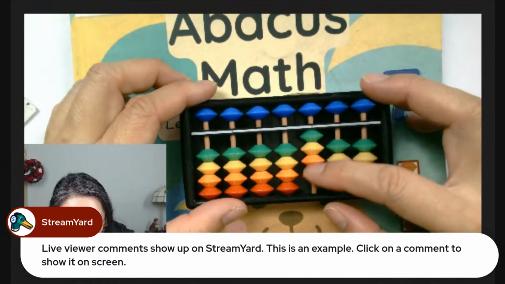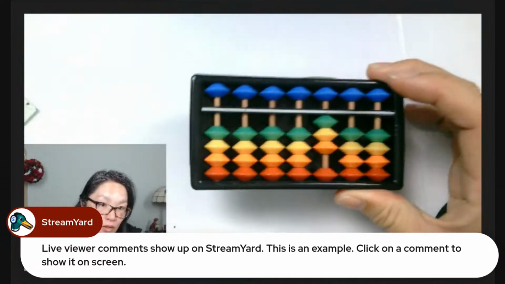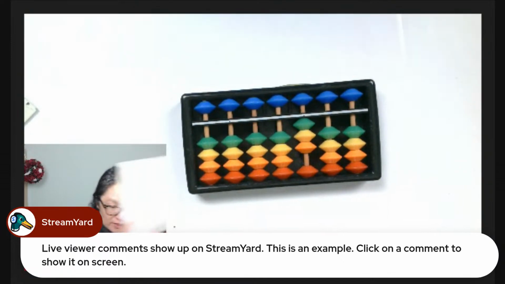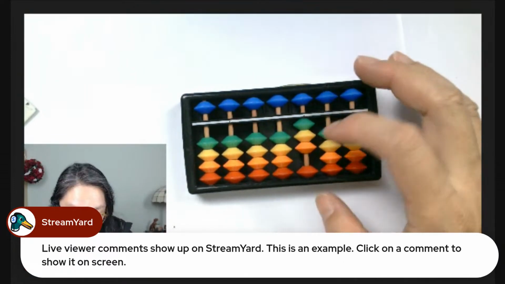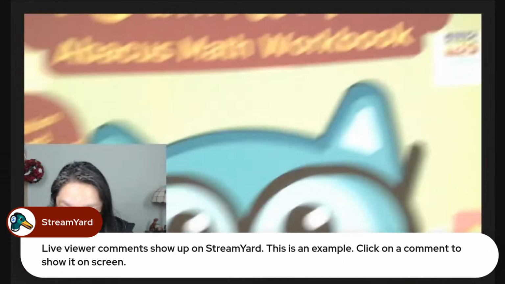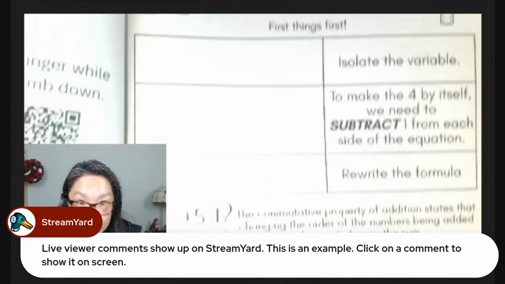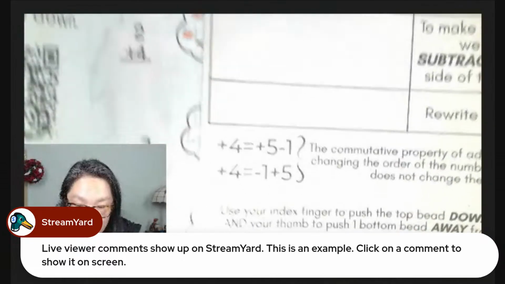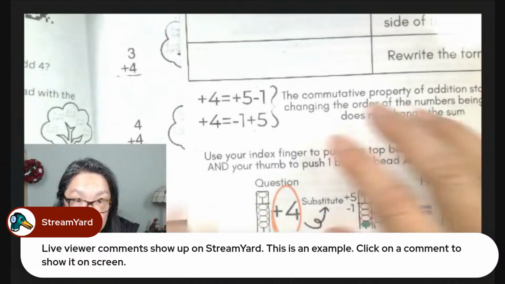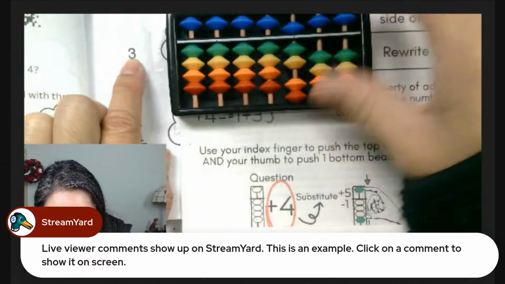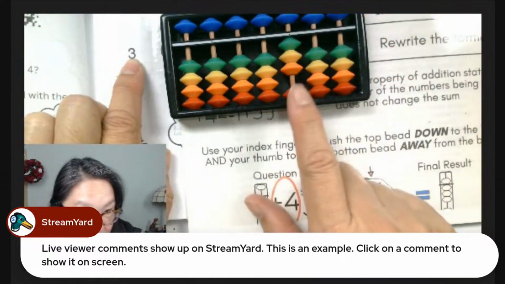So if I want to do 3 and I want to add 4, what do I do? I don't have enough beads. Do you see that I don't have enough beads? I don't have enough beads to add 4. So what is my question? Here's my question. There it is. So I have 3 on my abacus, but I don't have enough beads to add the 4.